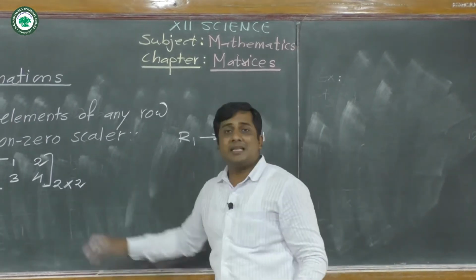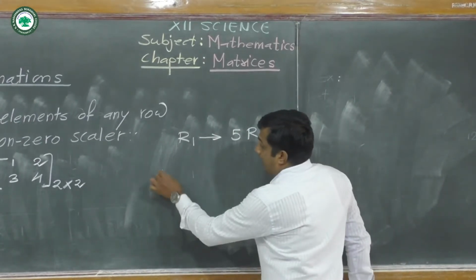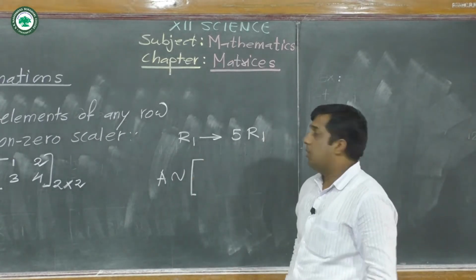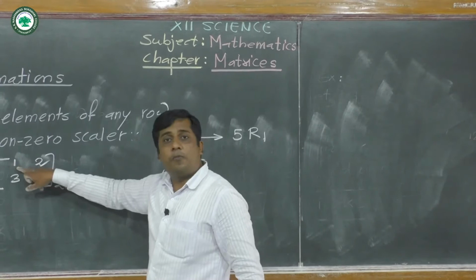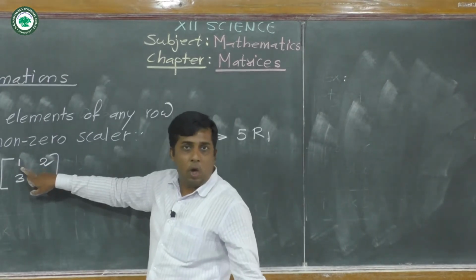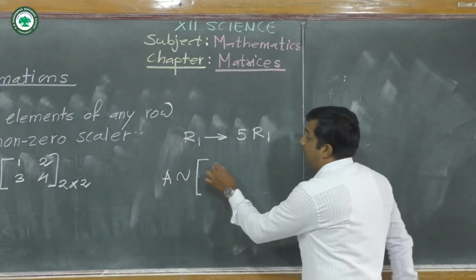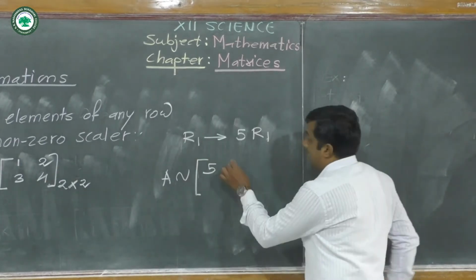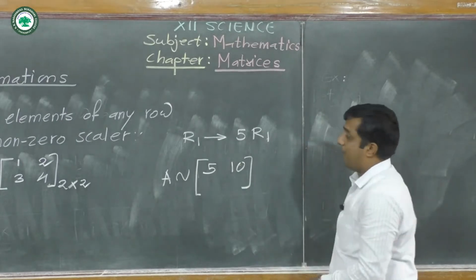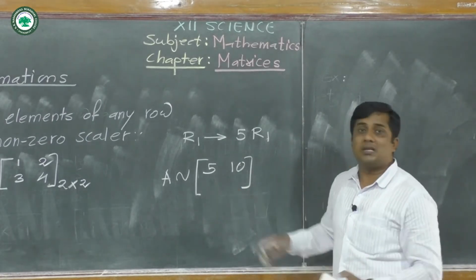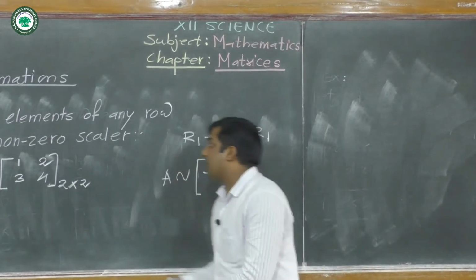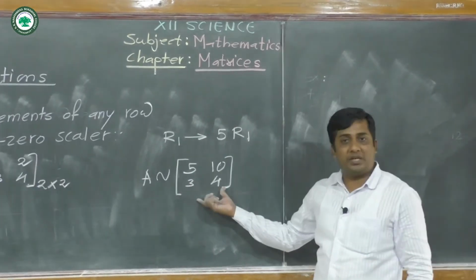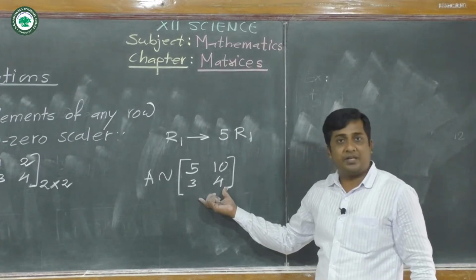So here in this example, A is equivalent to here inside the matrix. Now we multiply each element of the row first by 5. Here everyone knows 1 into 5 is 5. Next here 2 into 5 is 10. So we perform the operation on only row first. Then we keep the second row as it is, that is 3, 4. So this is our new matrix.